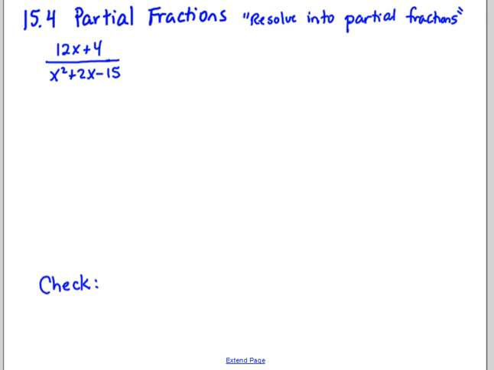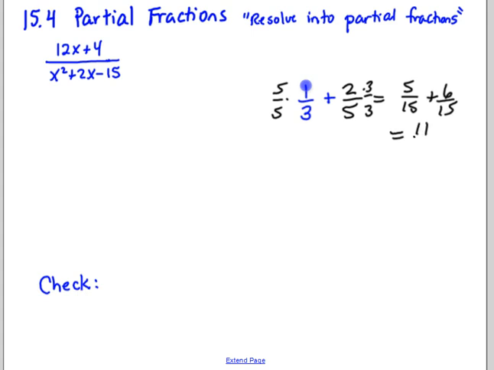The idea here is thinking about the fact, and don't write this down, I'm just going to write this over to the side. If I took something like 1/3 plus 2/5 and I wanted to add those together, I would need to find a common denominator. I would need to multiply this one by 5/5 and this one by 3/3, and I would end up with 5/15 plus 6/15 is 11/15.